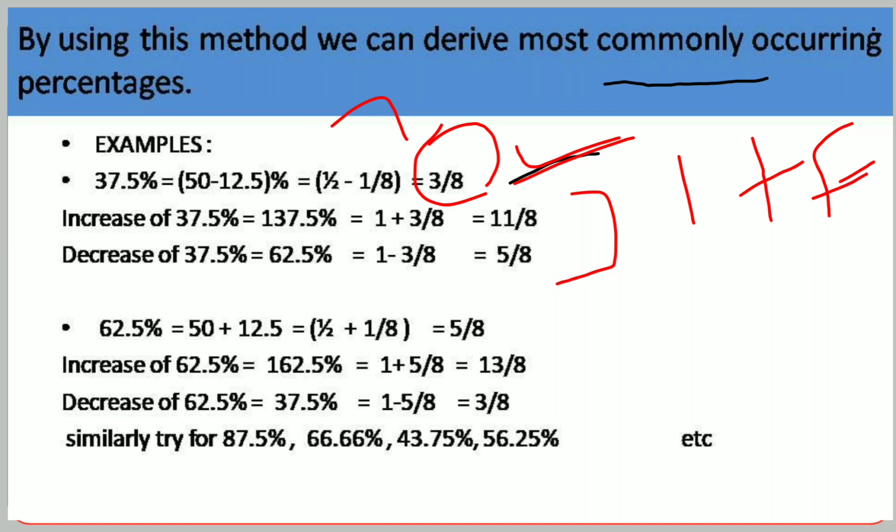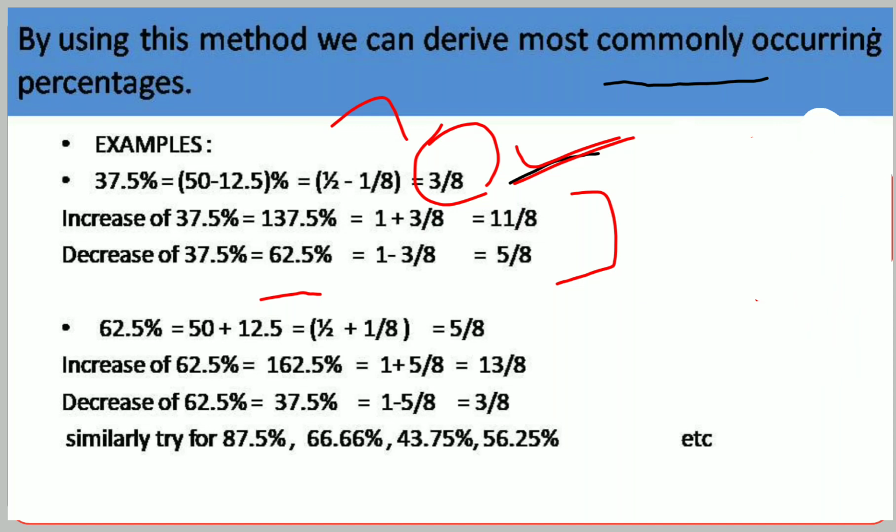And if there is a decrease of 37.5%, which is equal to 62.5%, this can be written as 1 minus fraction, or 1 minus 3 by 8, right? Similarly, what we can do is 62.5%, cross checking. Okay, we are cross checking our initial value.